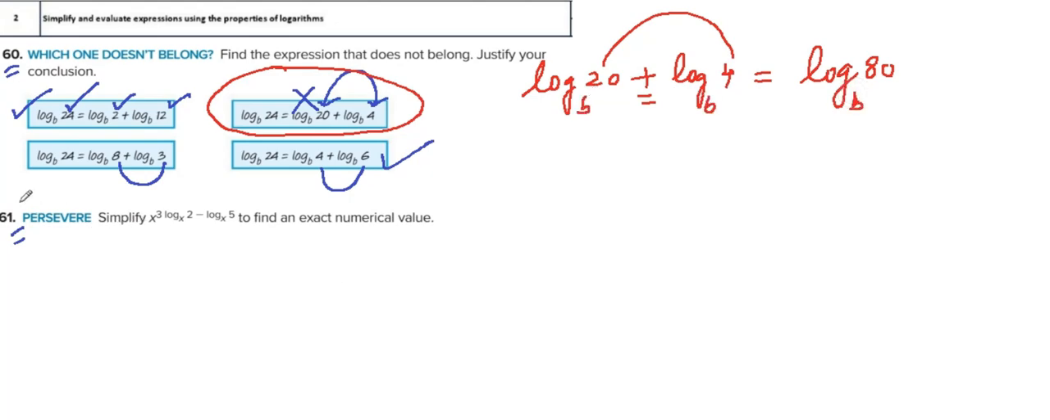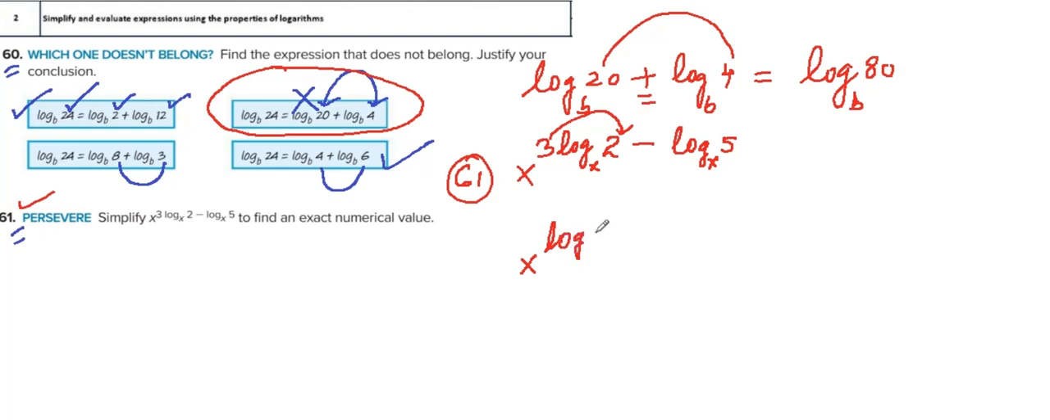And the last question, 61. They are saying x to the power of 3 log 2 at the base x minus log 5 at the base x. It is given in the power. So firstly, I'm going to apply the power rule here. This is question number 61. Power rule: so the power will move here.